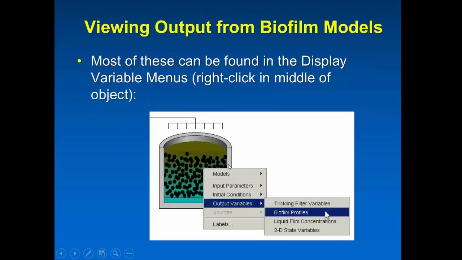If you right-click on the object and go to the Output Variables menu, you'll see different types of output variables that are available for you to plot. These are the ones that you should be looking at, in addition to, of course, what the effluent quality looks like from the liquid as it's leaving. If you want to look at what's going on inside the actual biofilm, these are the menus that you'll want to come to.